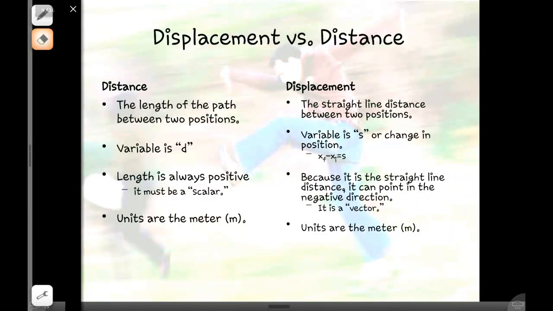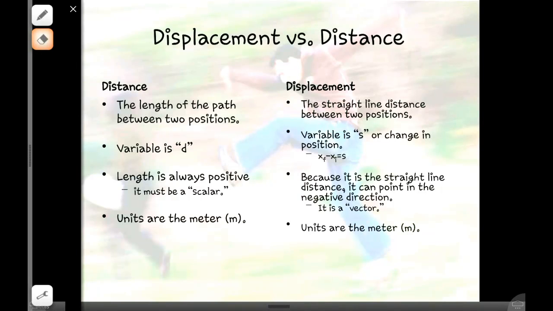Before we can start talking about motion, the most basic level is displacement and distance. These are terms that often get confused easily, so we're going to compare them and see how they're different. Distance is the length of the path between two positions. As an object moves from one position to another, we look at the length of the path that it takes. We give it the variable d, and because it's a length, and lengths are always positive, this must be a scalar. The unit is the SI unit for length, the meter, and that is also the same for displacement.